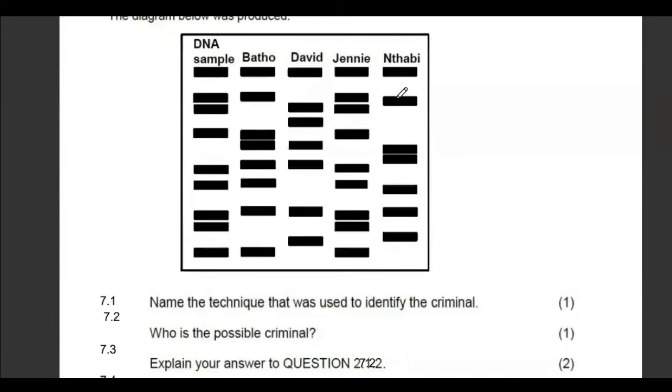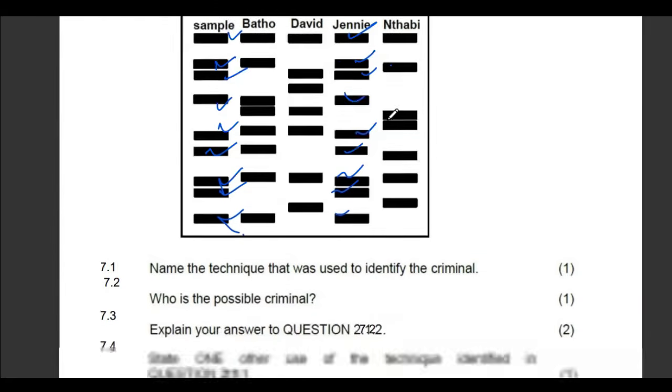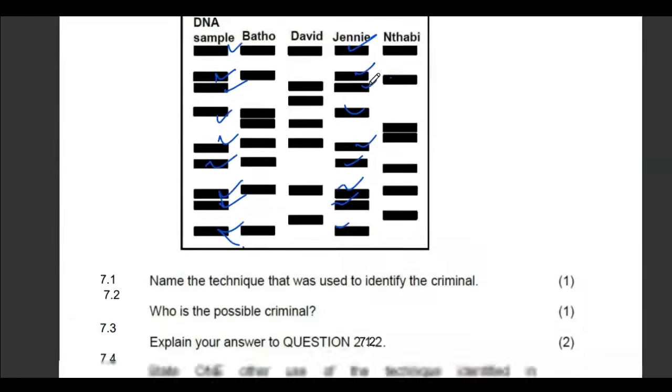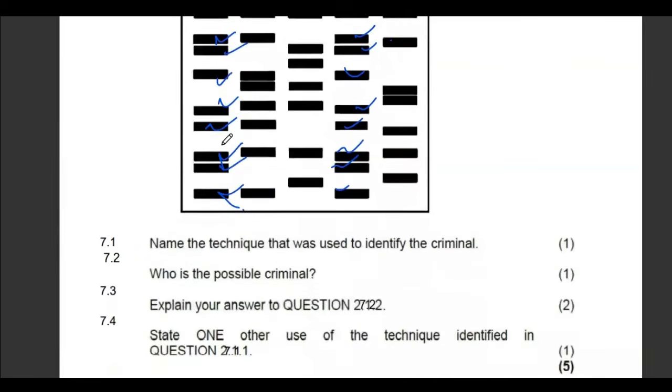Now, look, this is the DNA sample, and then these are the suspects. It means that these are the DNA they found, but you have to see where it is corresponding. This one goes with that. This one goes with that. This one is that. Use a ruler to identify this. This with this. This with this. This with this. This with this. So it means that Jenny is the suspect for that case, whose DNA profile is matching with the DNA sample obtained from the crime scene.